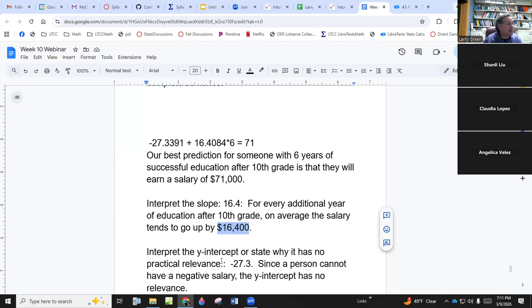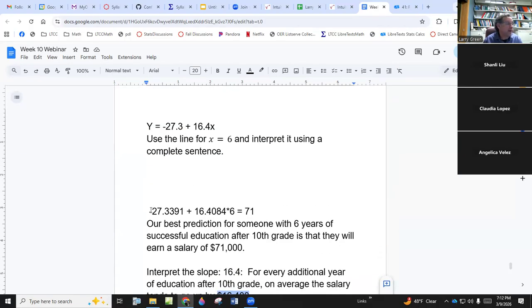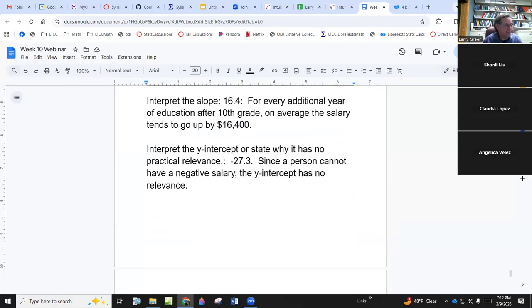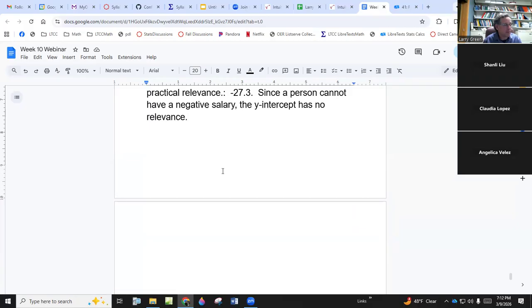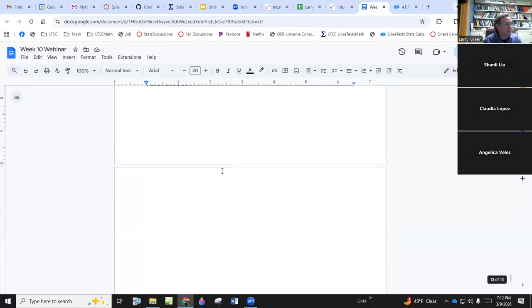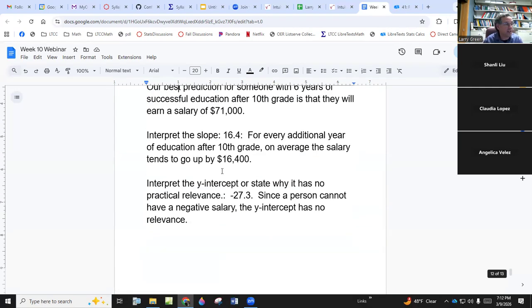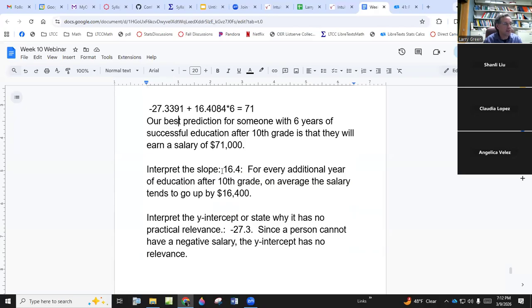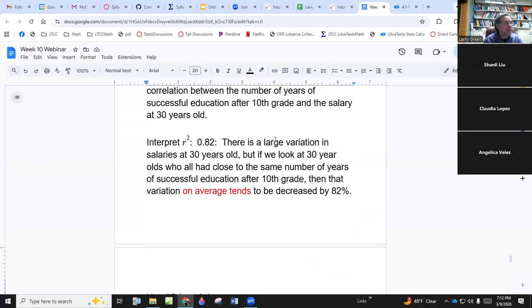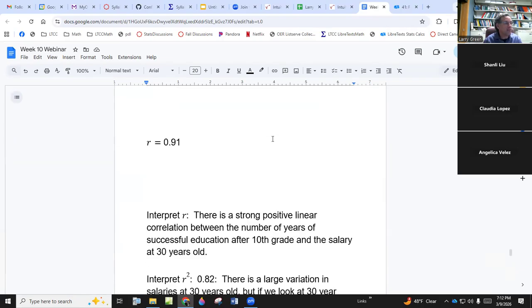Okay, the y-intercept really doesn't make any sense because our y-intercept is about negative 27. That'd be in thousands of dollars. And no one makes negative $27,000 a year for work. Negative doesn't happen. That's not what jobs are. So the y-intercept in this case doesn't really have any relevance. Any questions? Any questions at all on this regression analysis example? Okay. Any questions? So we've kind of gone through all of this.